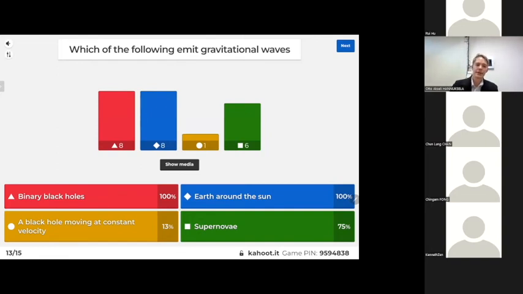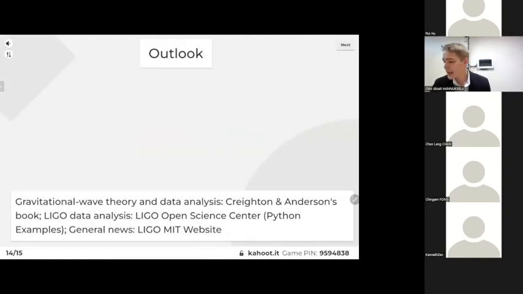So it turns out that in general, any mass that is accelerating typically produces gravitational waves, and so a black hole moving at constant velocity wouldn't be producing gravitational waves. Supernovae, however, would produce them as long as the explosion mechanism is spherically asymmetric, and so essentially these three answers that got the most votes would be correct.